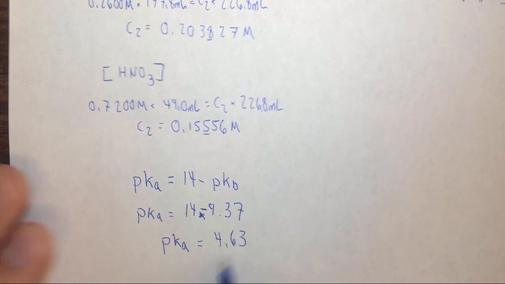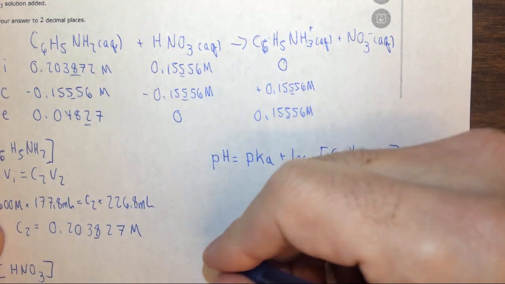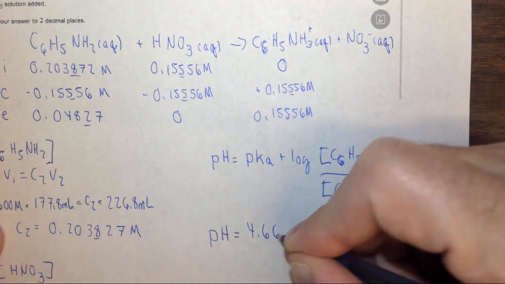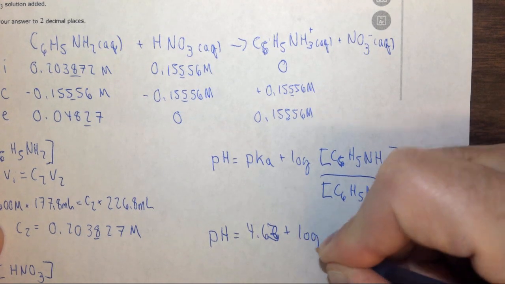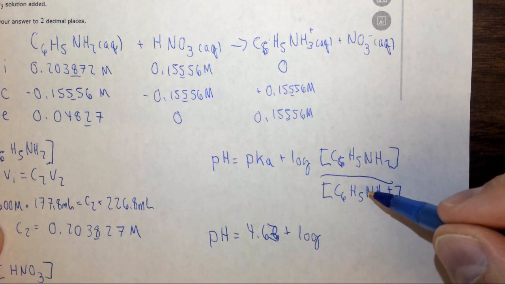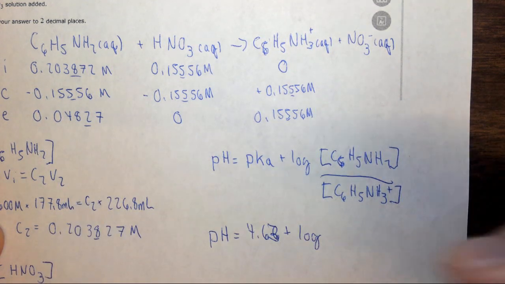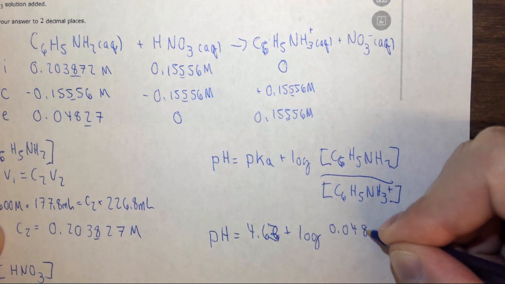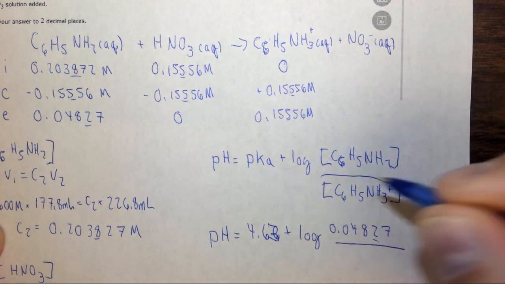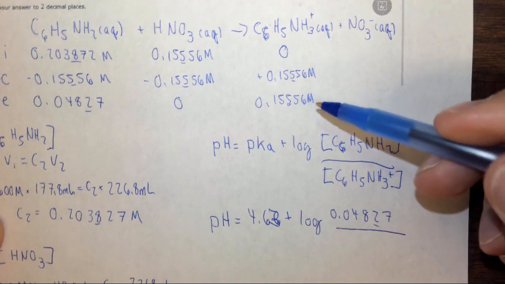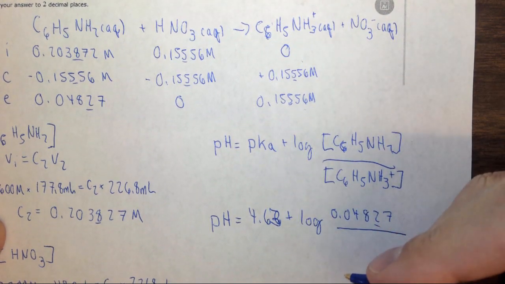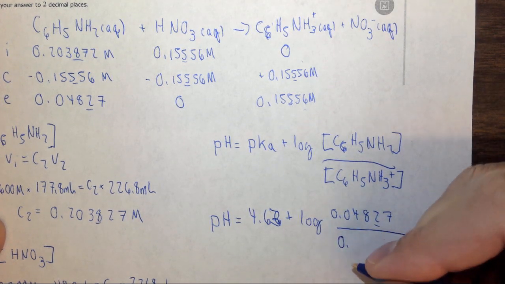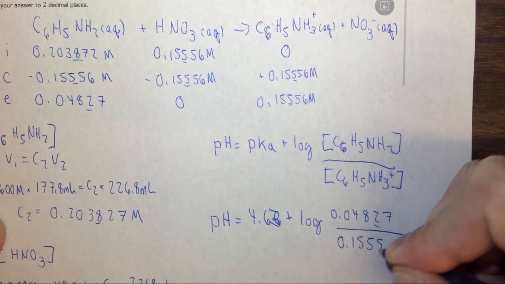Now that I have the pKa of 4.63, I can go back to my Henderson-Hasselbalch equation. pH equals 4.63 plus log of the concentration of the base, which is 0.04827, divided by the concentration of the conjugate acid, which is 0.15556.